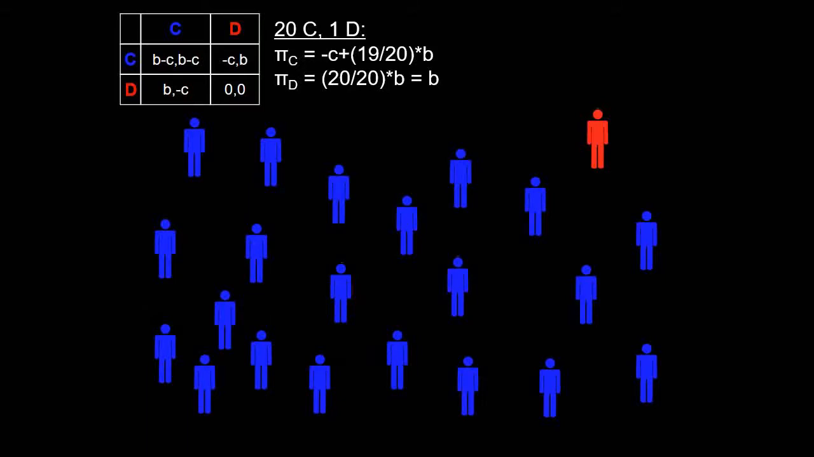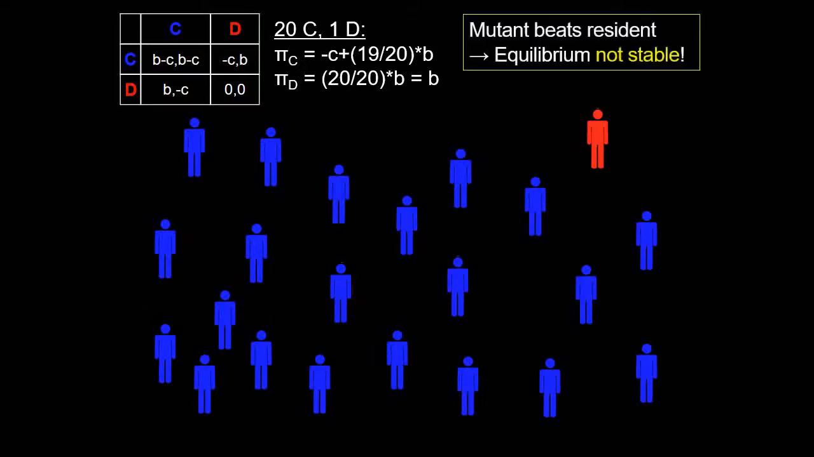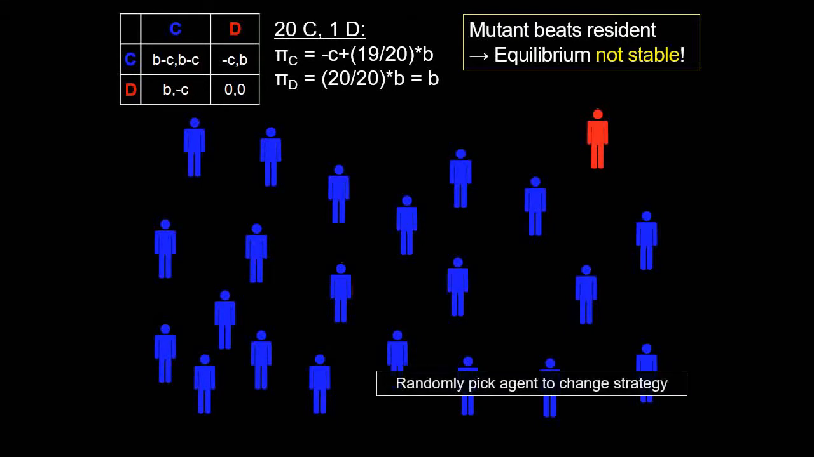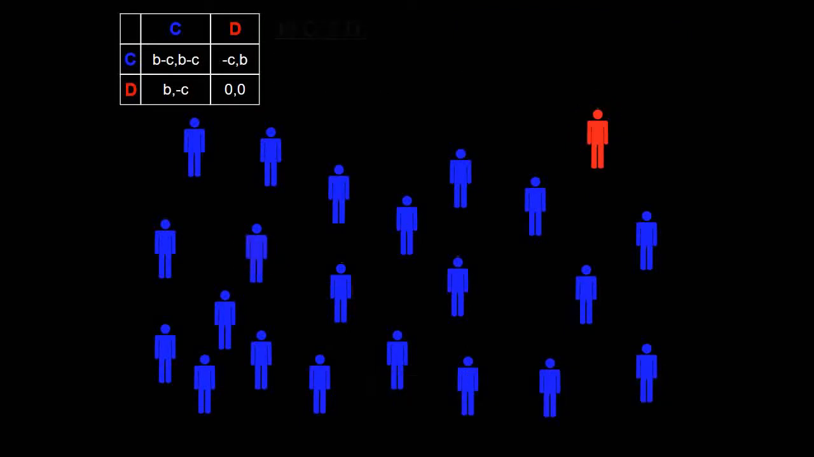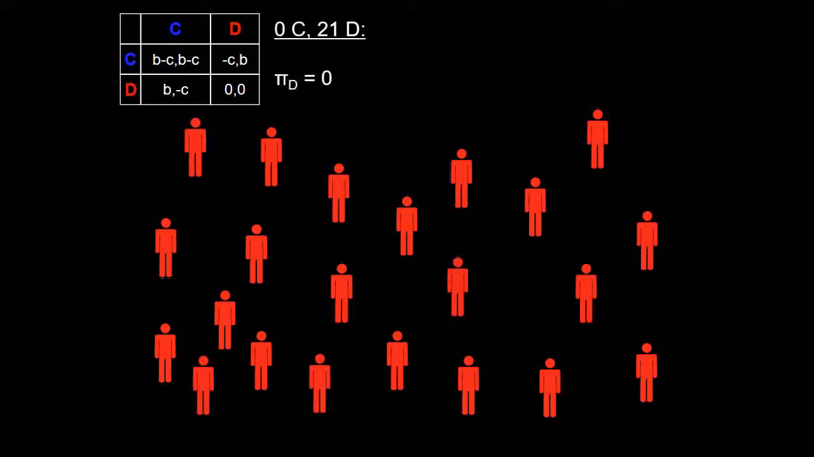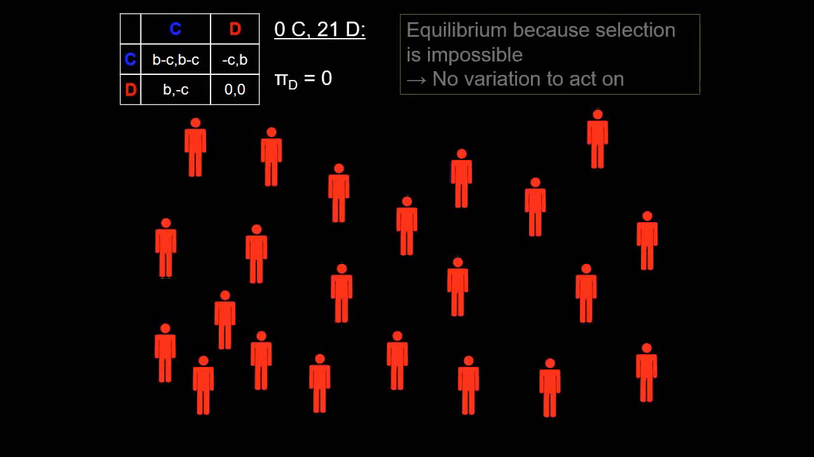That means the defector's payoff is going to be higher than the cooperator's payoff, so the mutant is doing better than the resident, which means the equilibrium of all cooperators is not stable. When some kind of update happens where you pick one agent randomly to change strategy, and she picks someone to copy proportional to payoff, you're most likely to pick the defector because the defector is doing better than the cooperators. Then you recalculate, defection is still doing better, and so defection winds up spreading through the whole population.